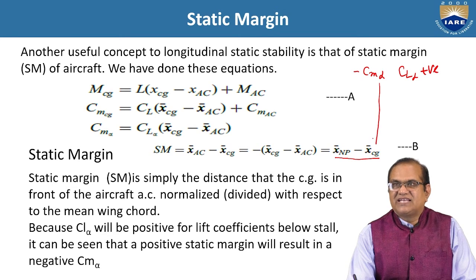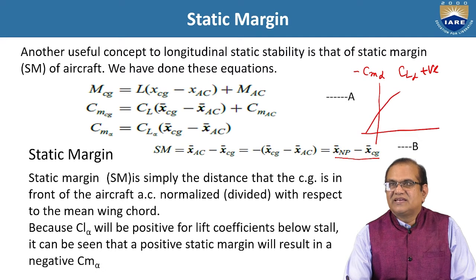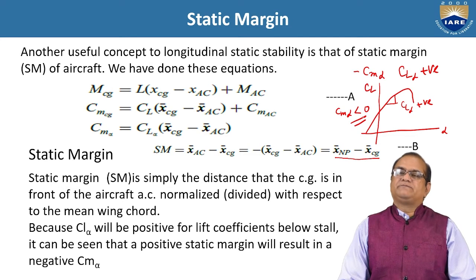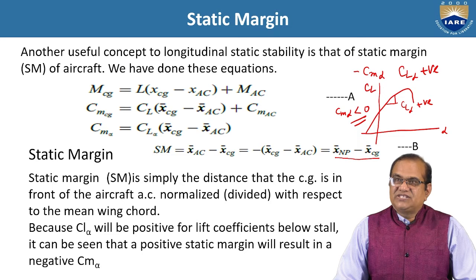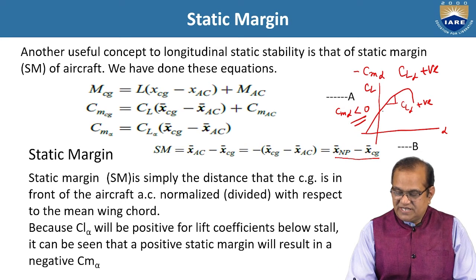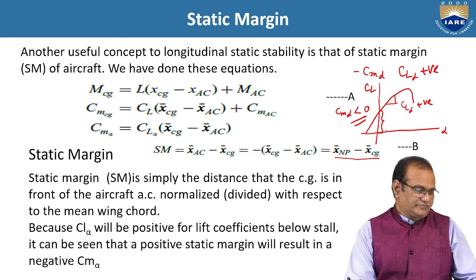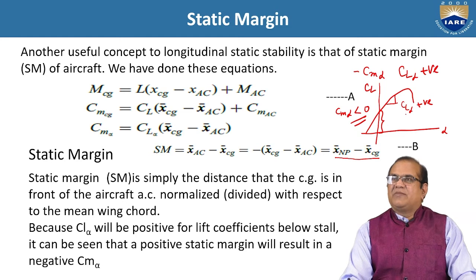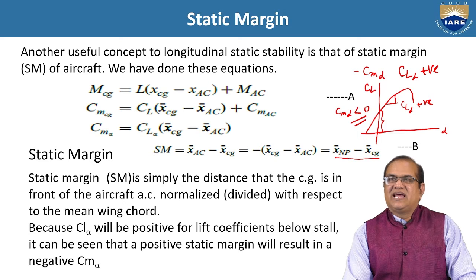So if you see here, this is the CL and this is the alpha. So here this is positive, CL alpha is positive. If it is like this, then only we can get CM alpha less than 0. So to have longitudinal stability, first thing we should have is this CL alpha as positive, and this CM alpha should be less than 0.